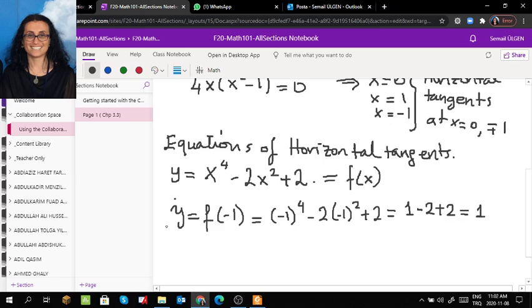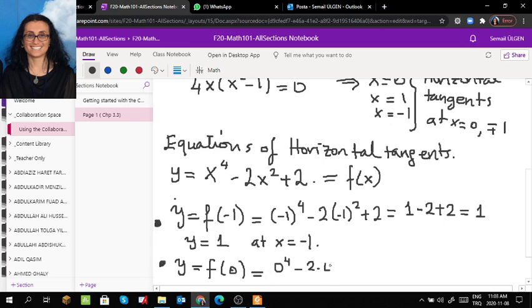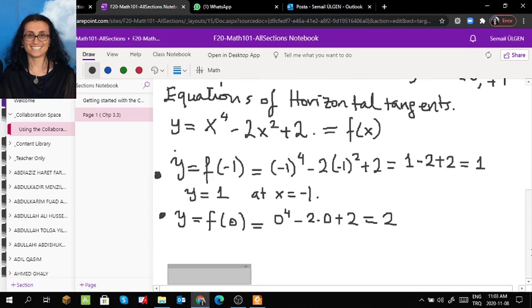So this tells me the first horizontal tangent line is y equal to 1, at x equal to negative 1, of course. The second one is y equal to f of 0. Just put it in: 0 to the 4 minus 2 times 0 plus 2. This is going to give us 2. So this tells me that my second horizontal tangent line is y equal to 2.